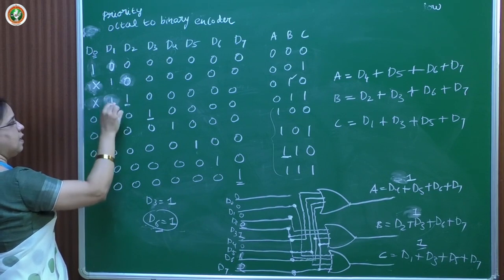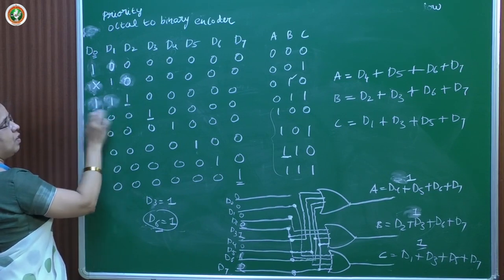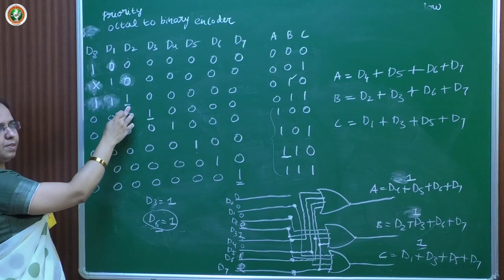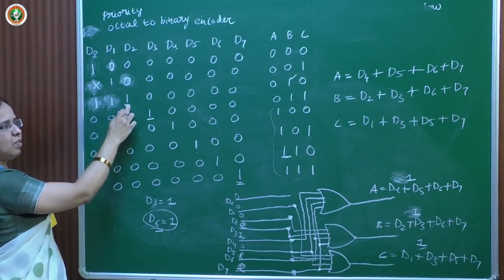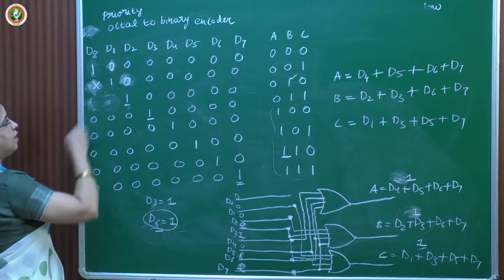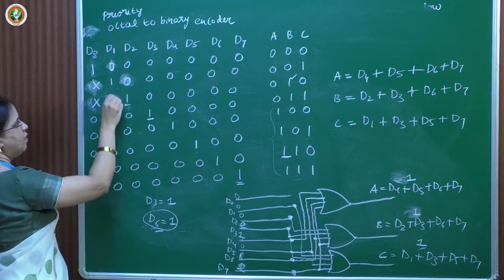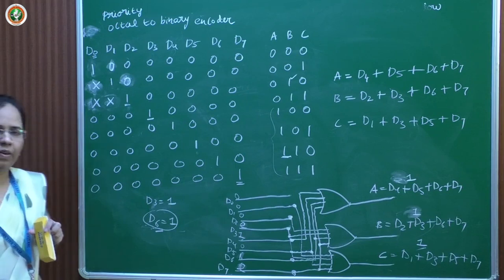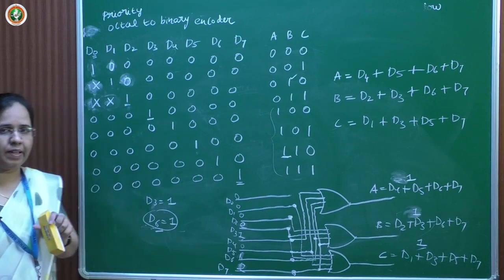Means even if this is 1, all 3 are 1s, which will be converted into its binary D2 because it has got higher priority. That means the values of D0 and D1 don't matter. So we are going to fill them with a don't care condition. I hope this point is clear.